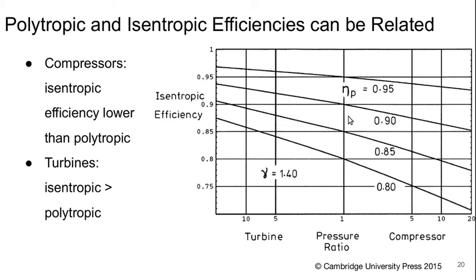So on the left side of the plot is turbines, on the right side of the plot is compressors, and on the vertical axis is the isentropic efficiency that we've been using up to now. And the curves of constant polytropic efficiency are shown on the plot. What we see is that they are equal whenever the pressure ratio is 1, but that's not very interesting because that means it's a machine that did nothing. We also see that it's always the case that in compressors, the isentropic efficiency is lower than the polytropic efficiency. If I consider this point here, it's a 95% polytropic efficiency, but maybe 93-94% isentropic efficiency. And for turbines, it's the opposite. If I consider maybe this point here, it's 85% polytropic efficiency, but about 87% isentropic efficiency.